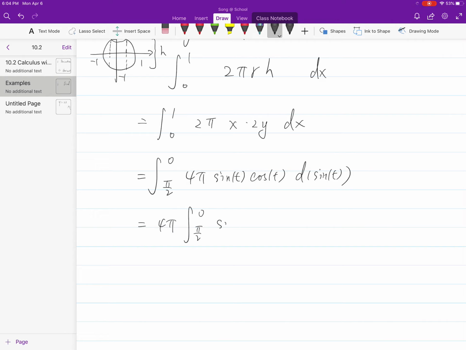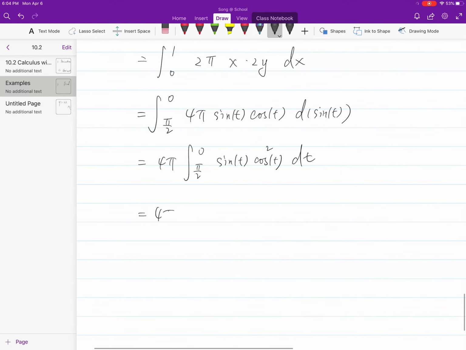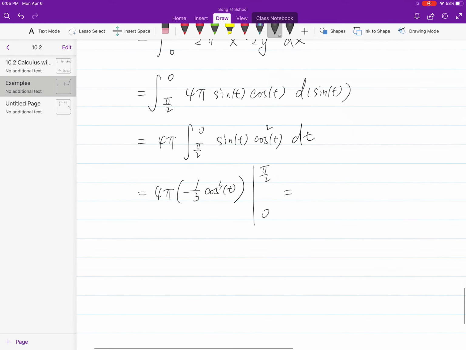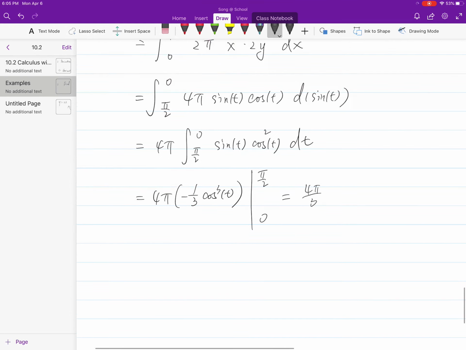But then what you have is 4 pi, integral from pi over 2 to 0, sine t, cosine t, and another cosine t from here, which is cosine squared t, dt. I think this one is easy, so we can just finish it really quickly. 1/3 negative cosine cube t. Plug in pi over 2, plug in 0. Plug in pi over 2, you got nothing, because cosine pi over 2 is 0. Plug in 0, you got cosine 0, which is 1. So you got 4 pi over 3. So this method also works.